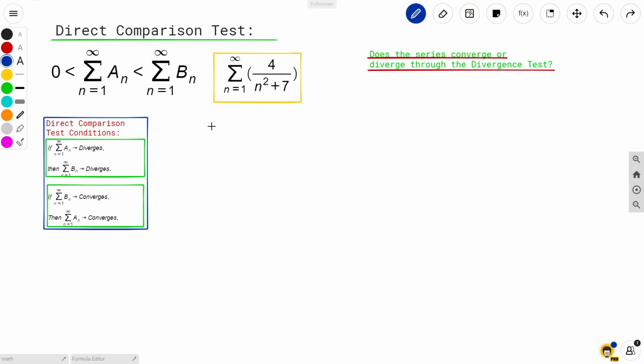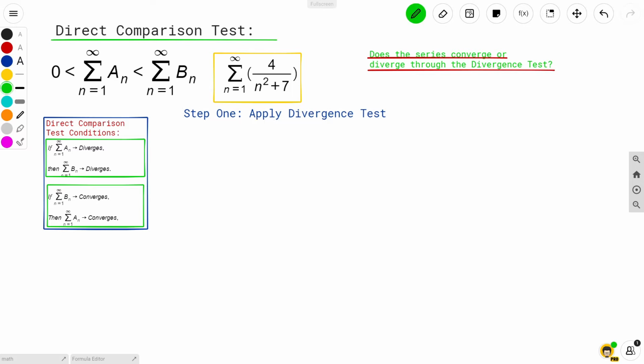Hello guys, so in this video we're going to go over how to apply the direct comparison test given a series. So when do we apply the direct comparison test? We apply the direct comparison test whenever the divergence test fails. So the first thing we're going to do in step 1, as we do for any series, is go ahead and test the divergence test. So we're going to apply the divergence test.